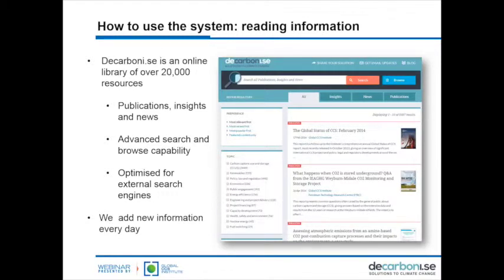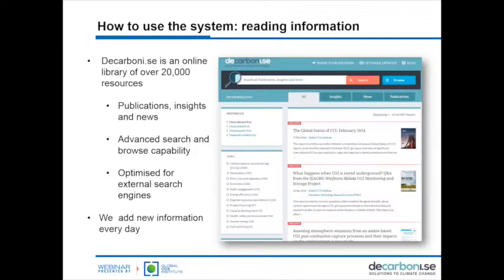It's got 3 types of content on there. Publications, which are sometimes large, detailed reports. Insights, which are typically the views of an individual, and they're similar to what you might think of as blogs. And the third is news, which is really covering timely events. So that's where the 20,000 resources come from.